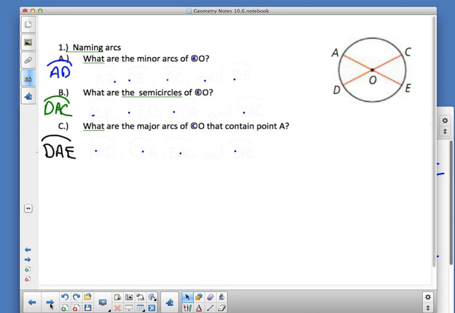What I want you to do first, A, answer as many minor arcs as you can. Go. And after you do the minor arcs, go ahead and do the next ones. Fill those out. It takes us about a minute and a half to do these.